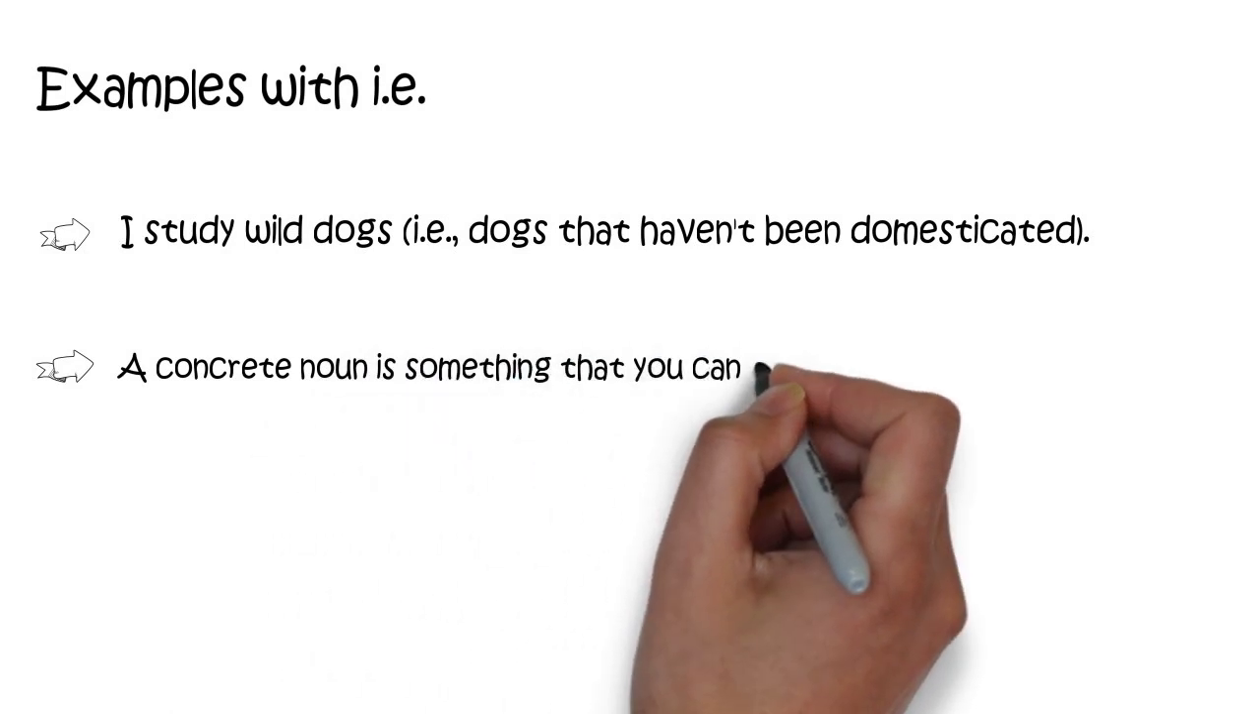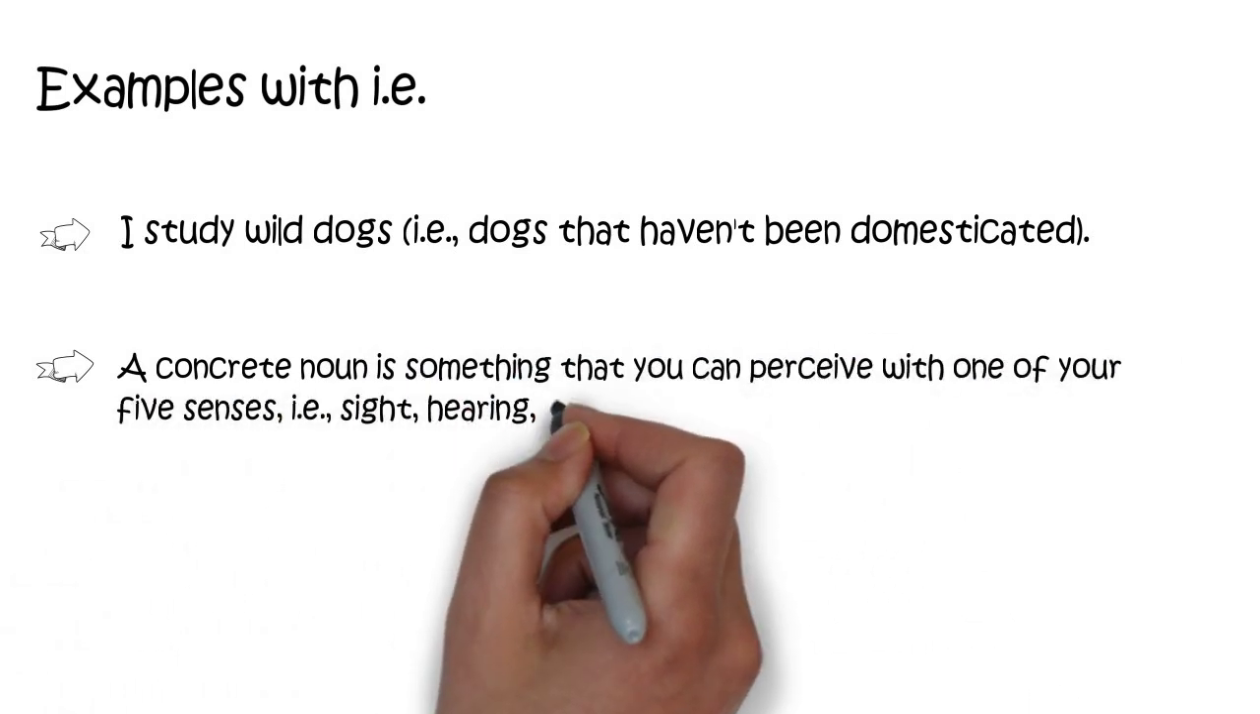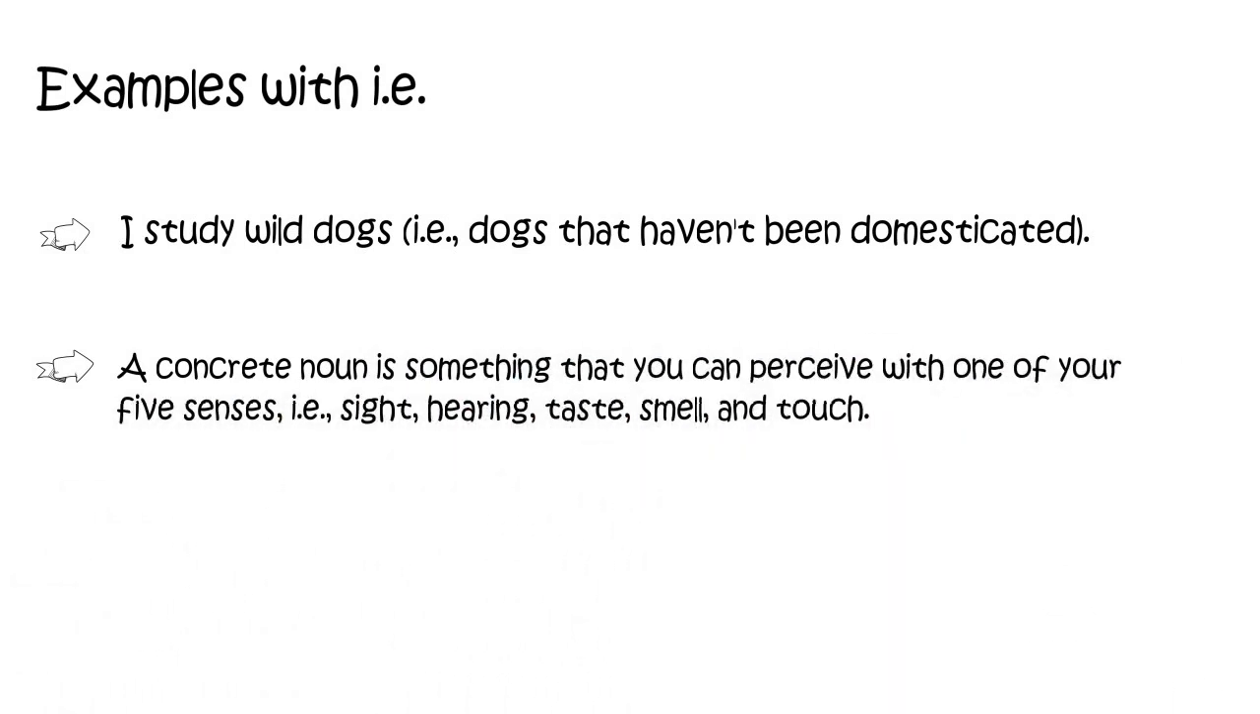Next example. A concrete noun is something that you can perceive with one of your five senses, i.e. sight, hearing, taste, smell and touch. They are your five senses. It's just restating something that's previously been mentioned. Restating in full something that's previously been mentioned.